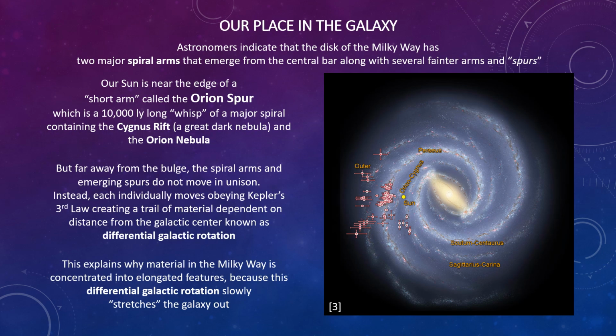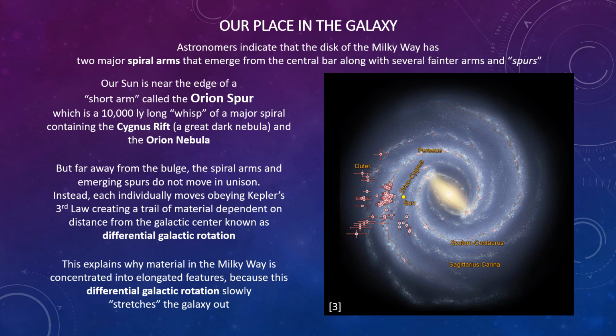So astronomers have found that the disk has two major spiral arms that emerge from that central bar, and then several other fainter arms and also some spurs. So our sun is near the edge of a short arm called the Orion spur, which is about 10,000 light years long, and is a wisp of a major spiral arm, which contains the Cygnus Rift and the Orion Nebula.